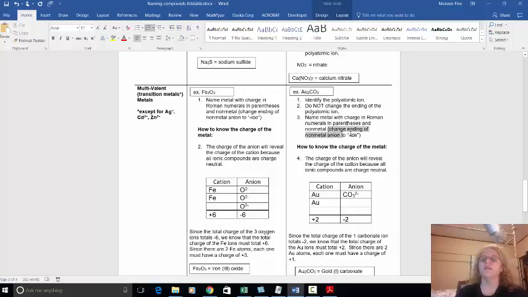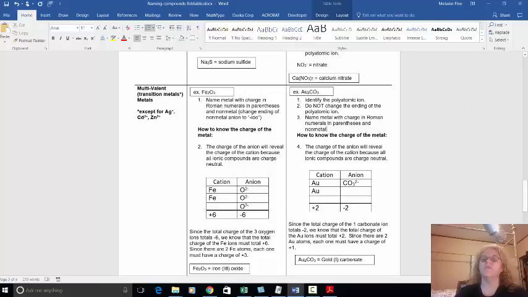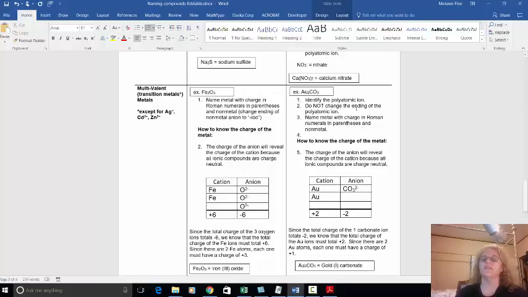And of course, again, another mistake. You don't change the ending of your polyatomic ion. I said that up above here. So you identify the polyatomic ion, carbonate. You keep it as carbonate. And you name the metal with the charge. Remember how to figure out the charge of the metal?